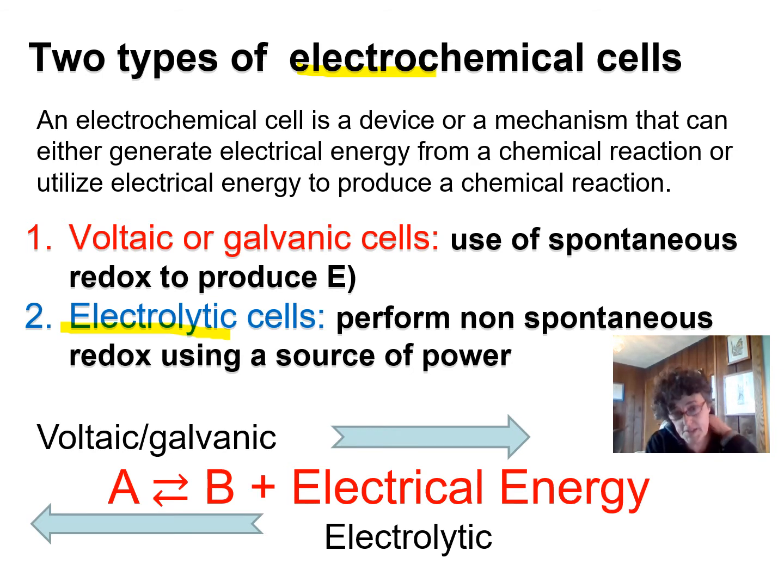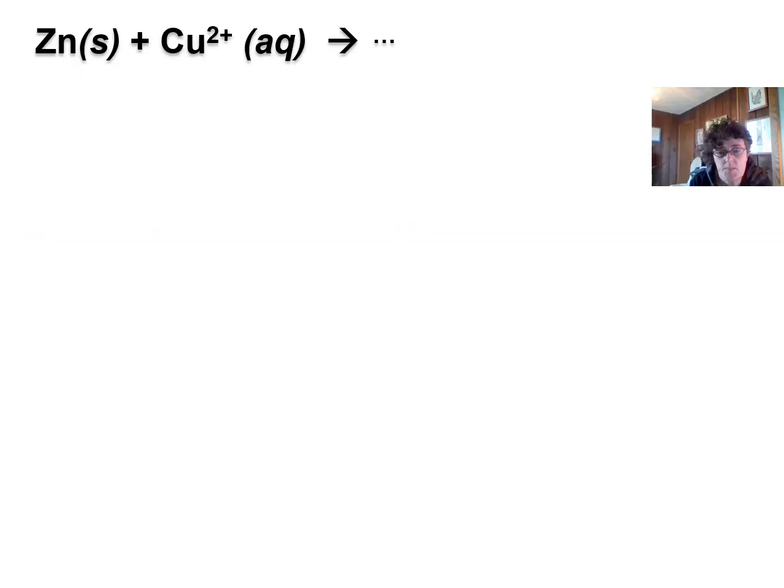The difference is in the spontaneity and in the direction in which the electrical energy is going. For voltaic and galvanic, electrical energy is given off by the system, so you can use it to do some useful work. In electrolytic, you have to provide the energy to the system by connecting the device to a plug in the wall or a generator. Let's take as an example the reaction we've seen multiple times and also performed in the lab: solid zinc and copper ions.